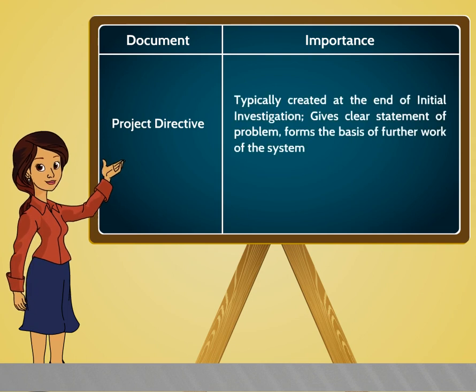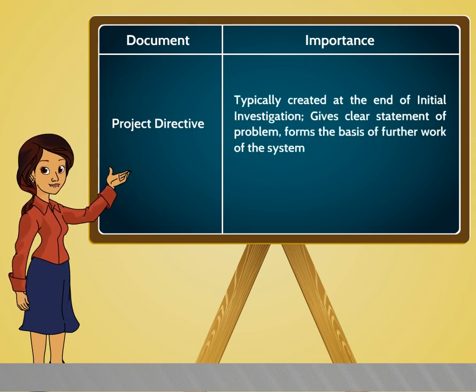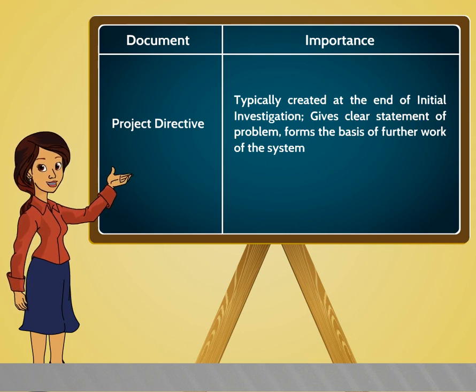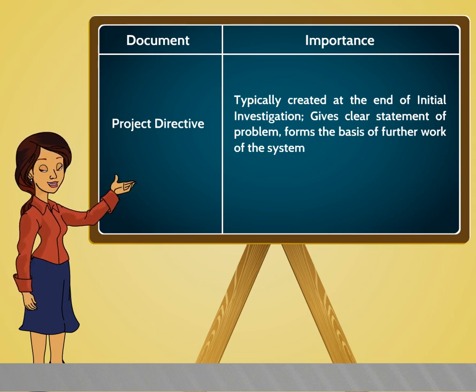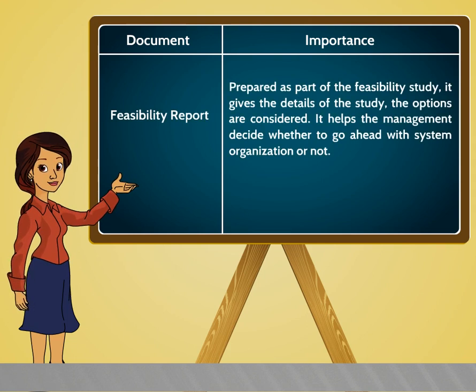Project directive. Typically created at the end of initial investigation, it gives a clear statement of the problem and forms the basis of further work on the system. Feasibility report. Prepared as a part of the feasibility study, it gives the details of the study and the options considered. It helps the management decide whether to go ahead with a system or not.